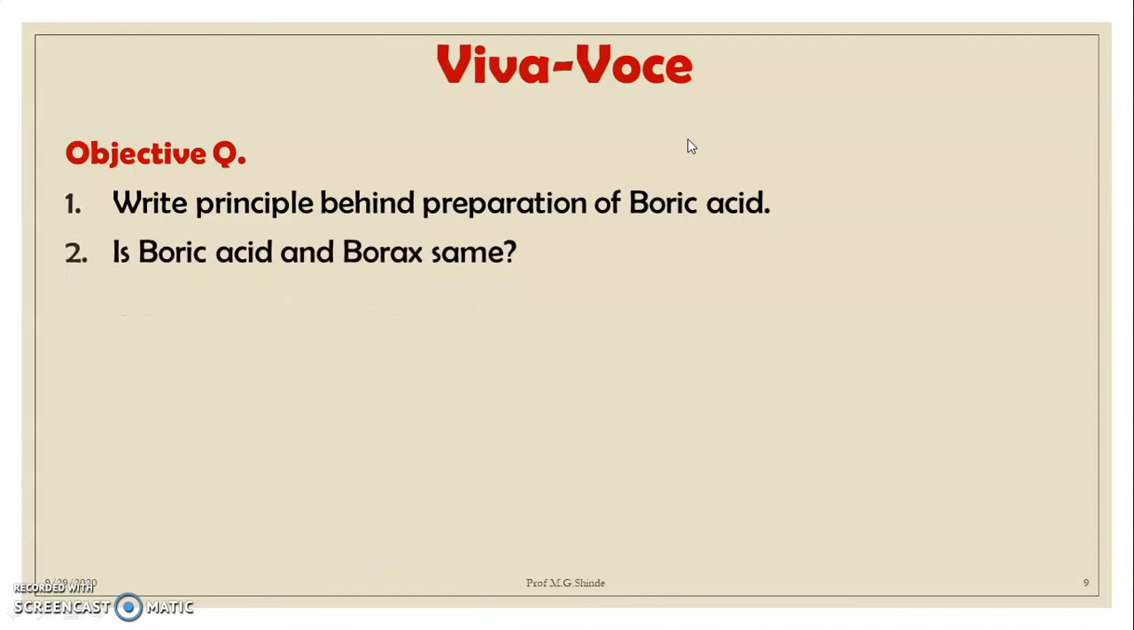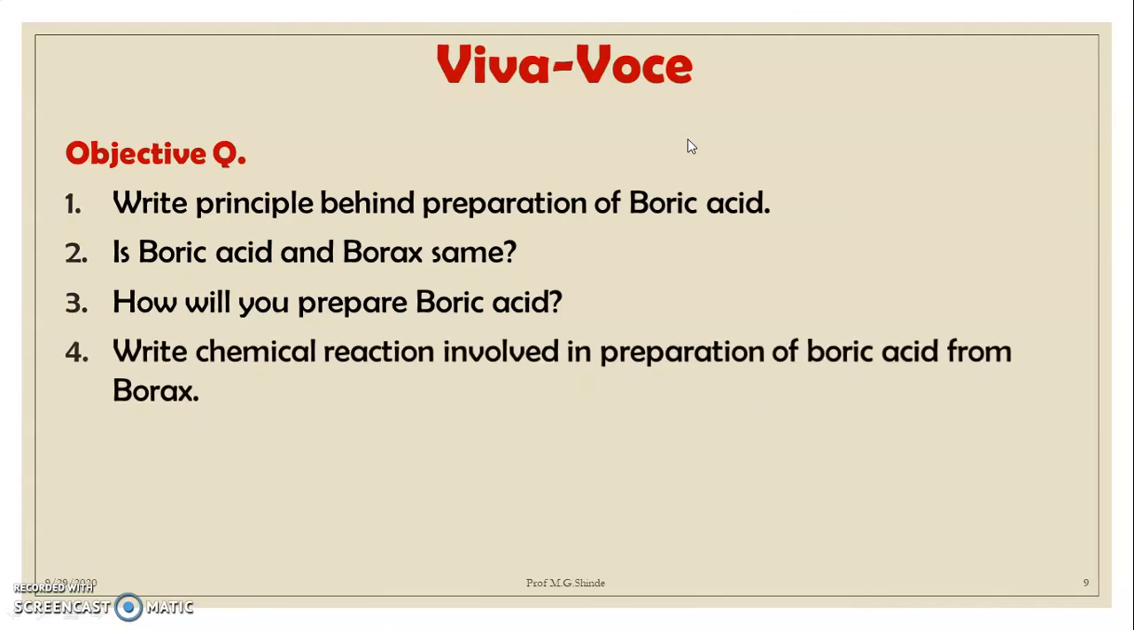Now the next question is, are boric acid and borax the same? No, they are not the same. Boric acid is the final product which is obtained by reacting borax with concentrated or dilute sulfuric acid. How will you prepare boric acid? As we discussed earlier, the procedure is the preparation of boric acid by reacting sulfuric acid with the borax solution. The next question is, write the chemical reaction involved in the preparation of boric acid from borax.